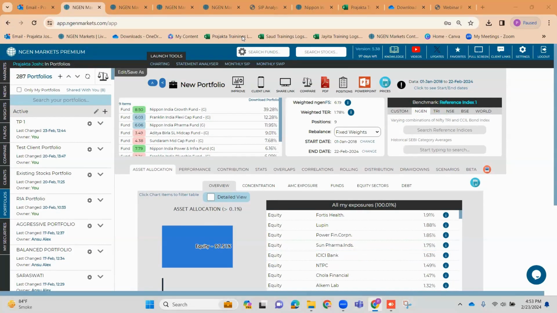Prajakta, can we upload that PDF which a new client normally receives from their own broker or maybe MFD? Because everybody has their own format of sending reports. Some don't capture even ISIN over there. Most of them don't capture the ISIN. Normally it is in PDF format or Excel format.